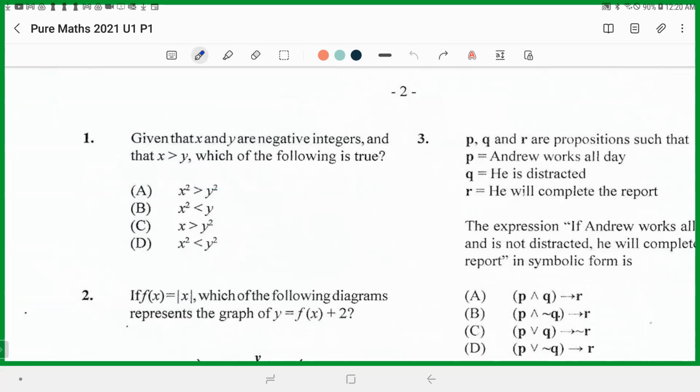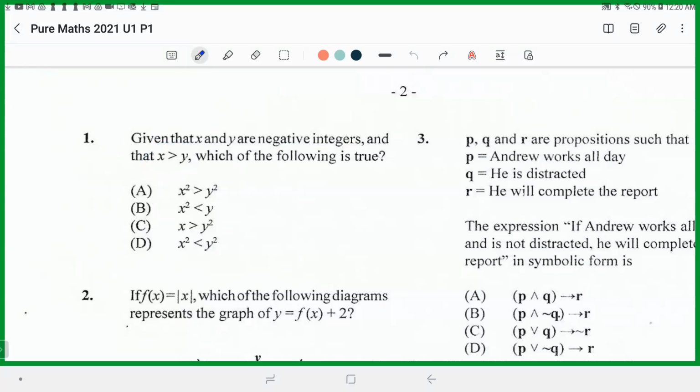All right. So this question says, given that x and y are negative integers and x is actually greater than y, which of the following is true? Well, this can be confusing a bit. And sometimes I prefer to actually have some values to look at. But I can work this like an equation first. I can set it up this way.